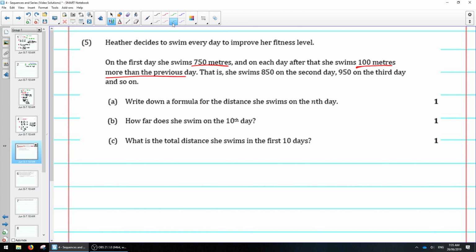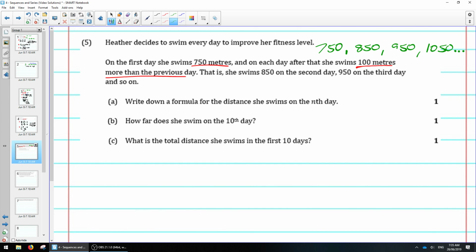What might help with these application questions is to always start off by writing the first few terms of the series, because that way you can see what's happening. So on the first day, T1, it's 750. On the second day, T2, it's 850. On the third day, it's 950. On the fourth day, it will be 1050, and so on. Just writing down the first few terms really does help. It's a really good tip. So now that you're looking at that, we have a equals 750, we have d equals 100, and then we can just go from there.